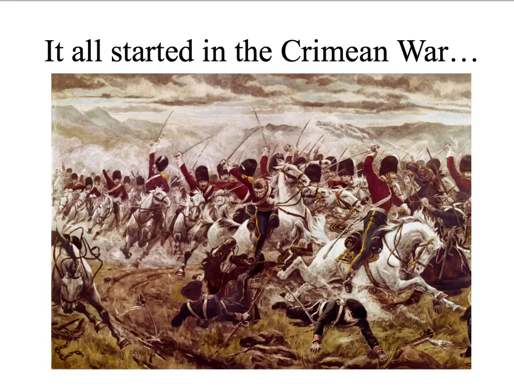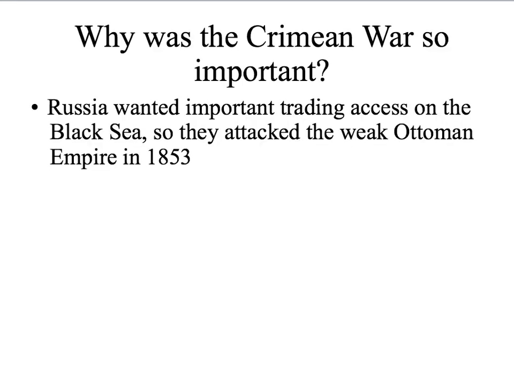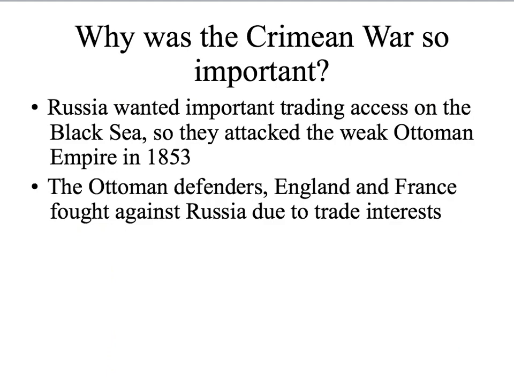It all started in the Crimean War. The Crimean War was really the first major European war since that of Napoleon, and it happened in 1853, and Russia basically wanted to expand its trade by attacking the Ottoman Empire. The Ottoman Empire was in full decline by this point, but England and France had a lot of trade interests in the Ottoman Empire, and they didn't want to see this money that they were making go away, so they fought back against Russia.